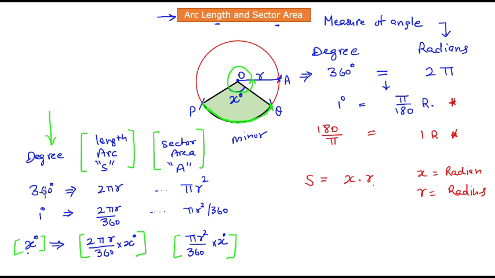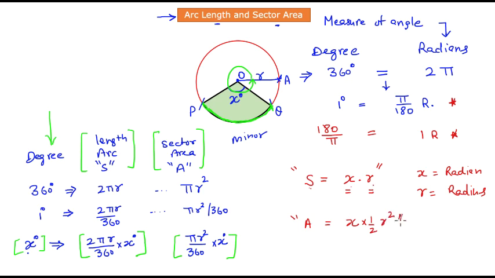Instead of 360 degrees, we will just replace that with 2 pi, and then you will follow these steps to obtain your final expression. So when x is in radians and r is the radius of a circle, the arc length PQ will be defined by this relation. And likewise, the sector area A, when x is in radians, will be 1/2 times r square times x.